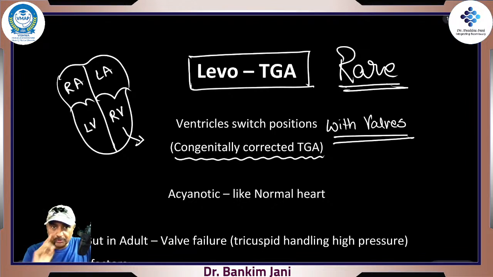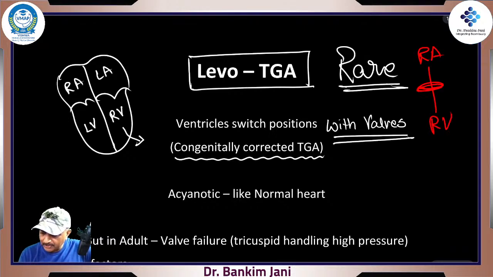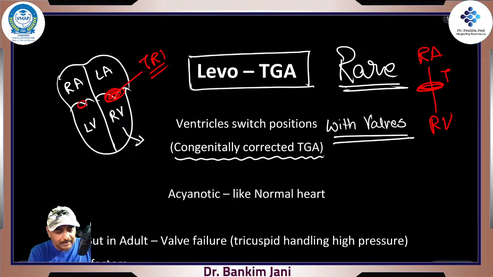The valves have also switched, right? So the right ventricle is associated with which valve? The tricuspid valve, right? Right atrium to right ventricle normally. So there is a tricuspid valve, and the right ventricle has moved along with the tricuspid. So this one is the tricuspid valve, and the mitral valve is now on this side. This is the mitral valve.